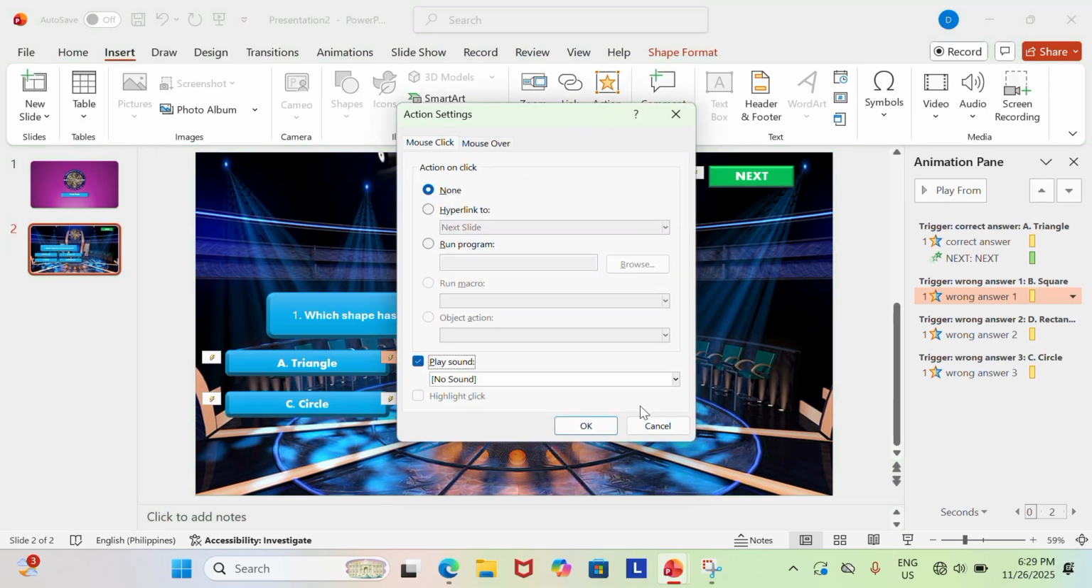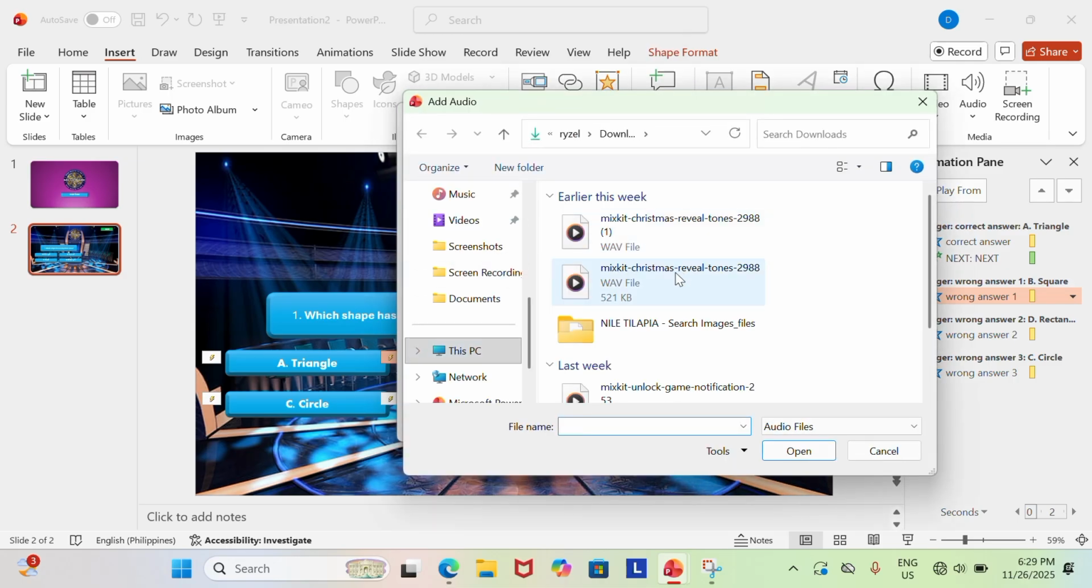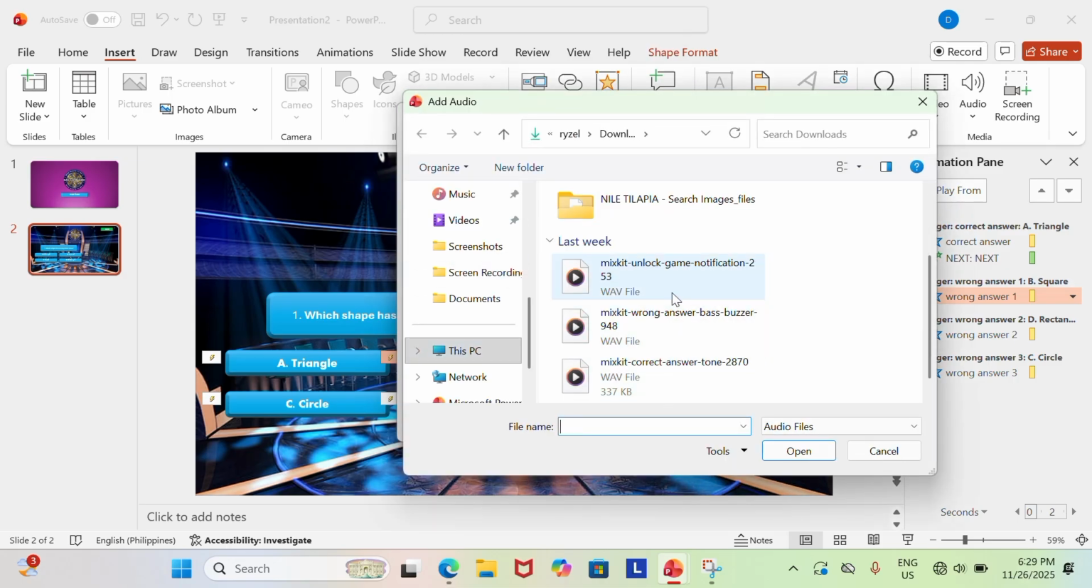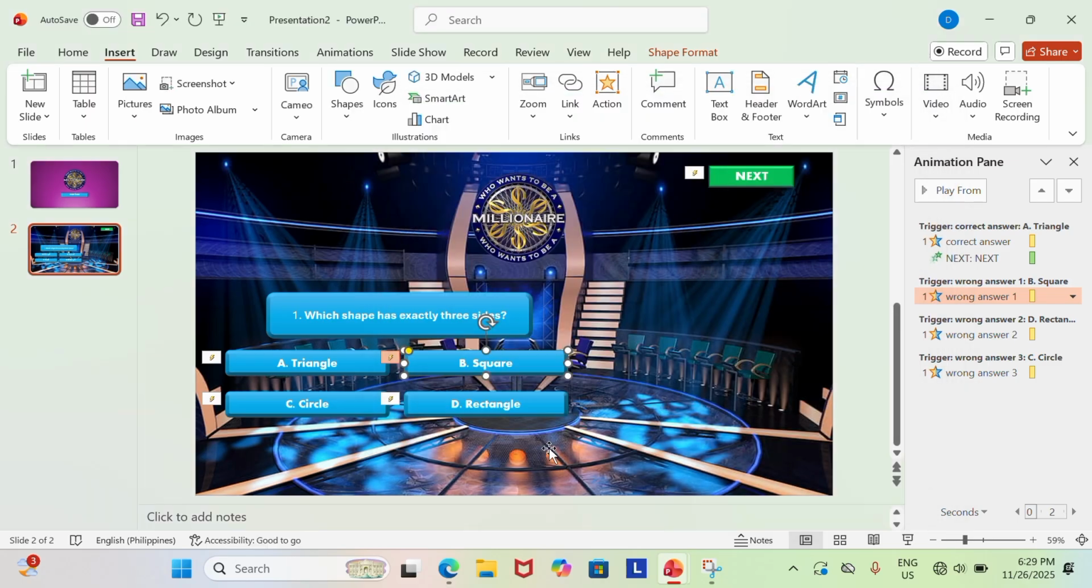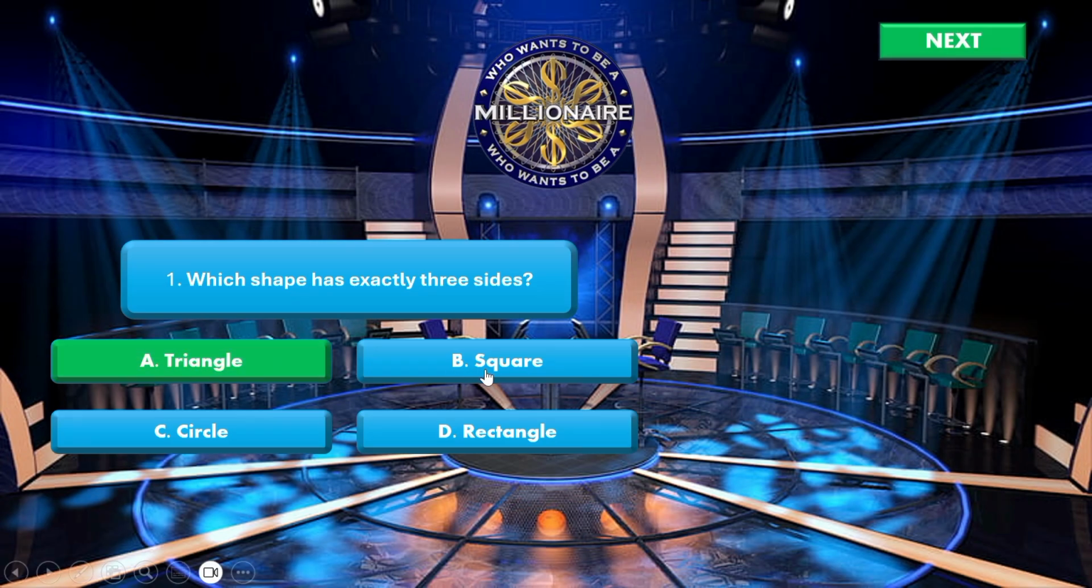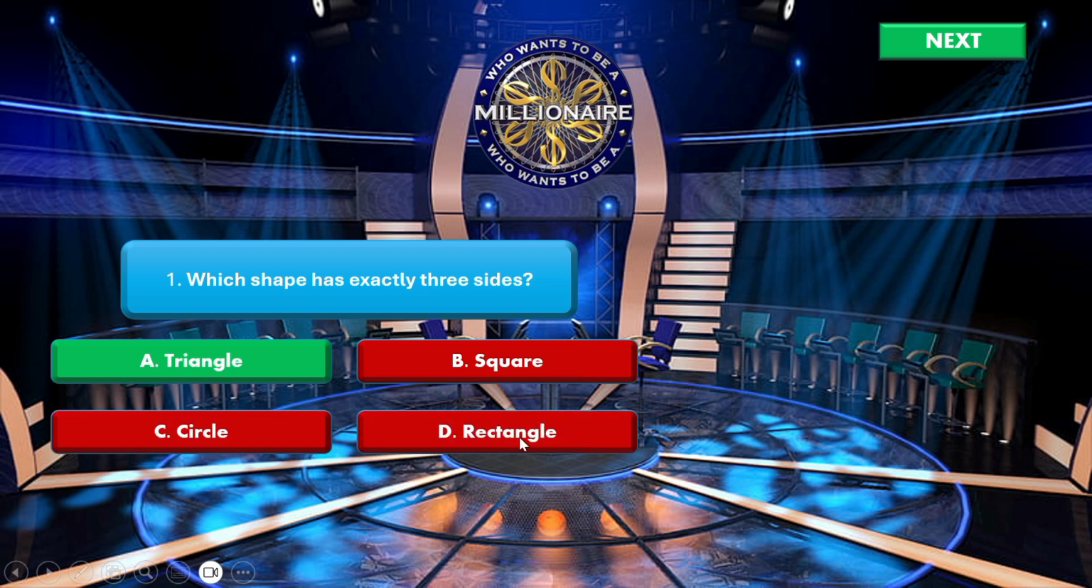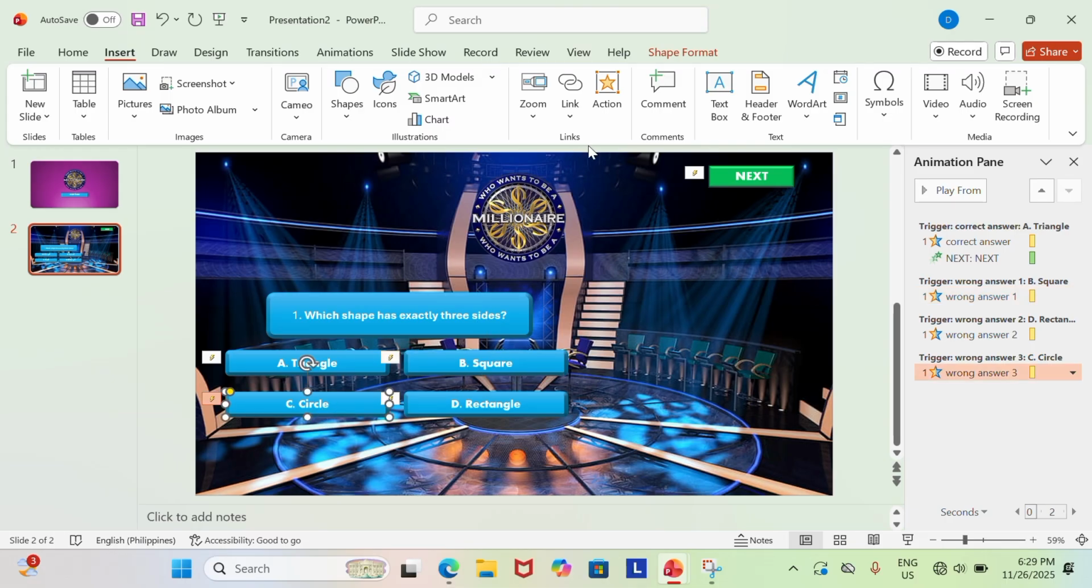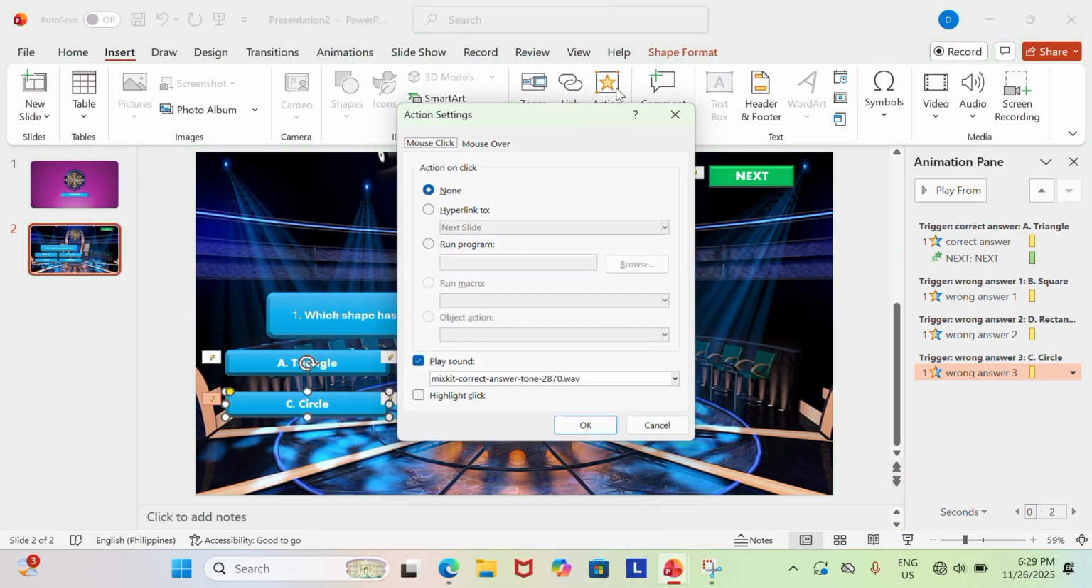Let's go to insert, choose sound, and select other sound and choose the sound of the wrong answer. Now, then click OK. Let's try them on. See if it works. Now, click the right answer, rings, and the wrong answer. It also has the wrong sound of the wrong answer.